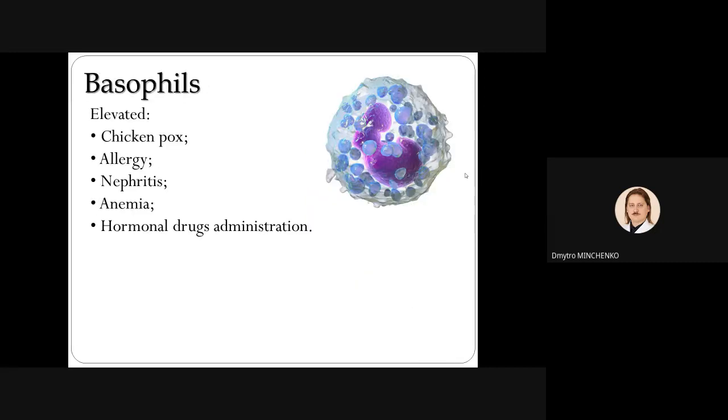basophils, elevated for chickenpox, allergies, nephritis, anemia, hormonal drug administration. Noting that we do not have a reduced number since the basophil concentration count could be 0. That would be acceptable normal.